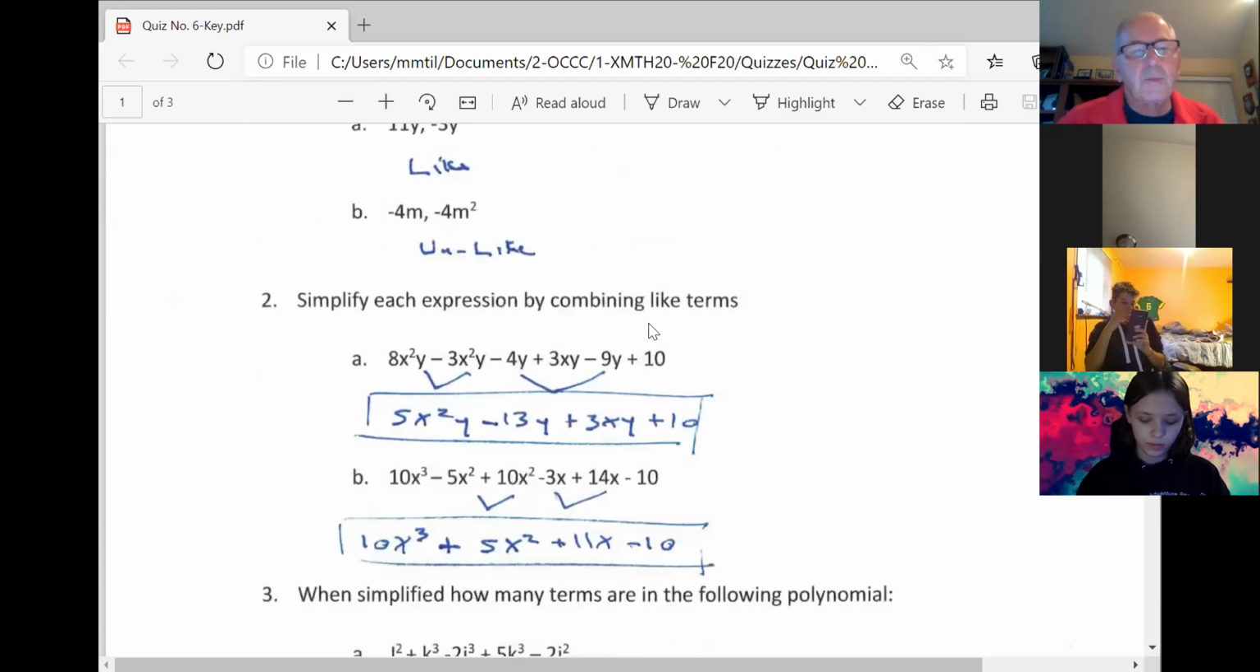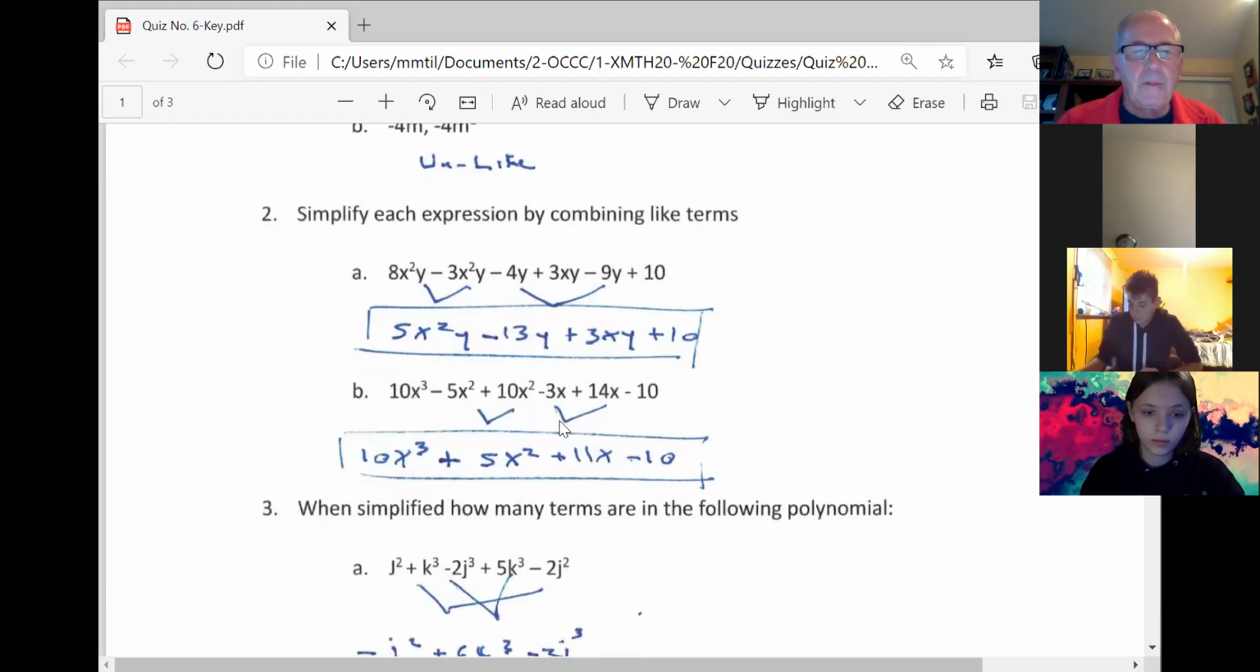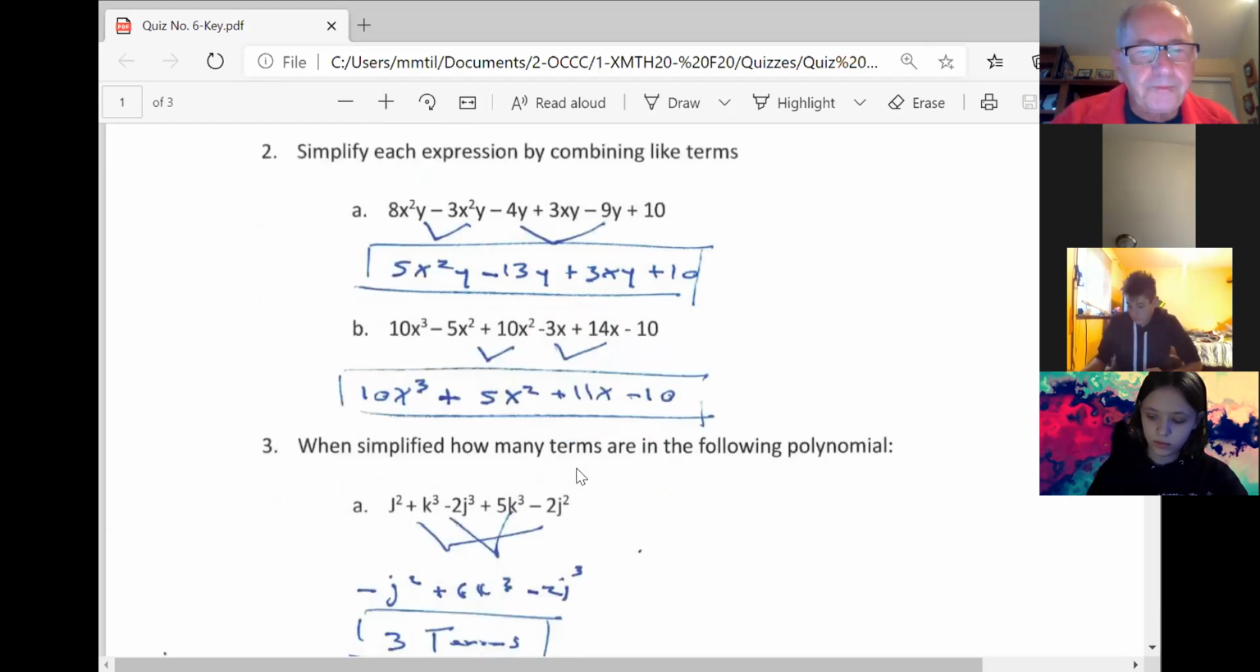Simplify each expression, and again, we're just combining like pairs. In this particular one, I've got an 8x to the second power y and a minus 3x to the second power y, so I can combine those. I can combine the 4y, minus 4y, and the minus 9y. I can't combine the 3x, and the 10 is all by itself. Same thing with this one. I'm combining the x squared values. I'm also combining the x values.